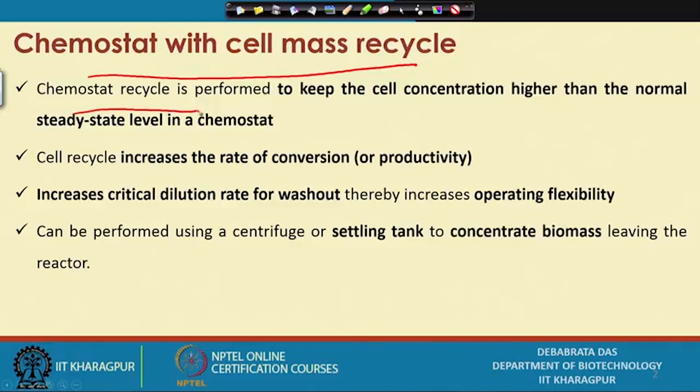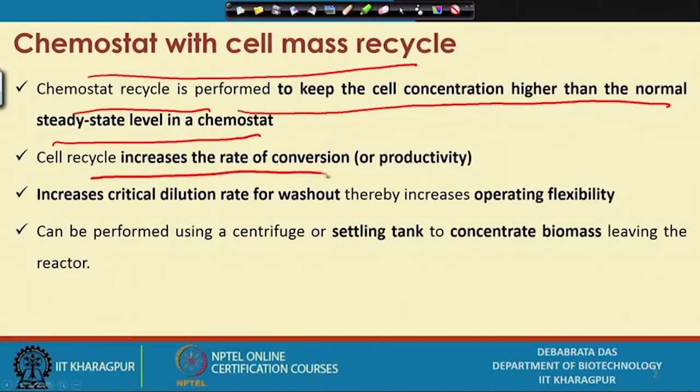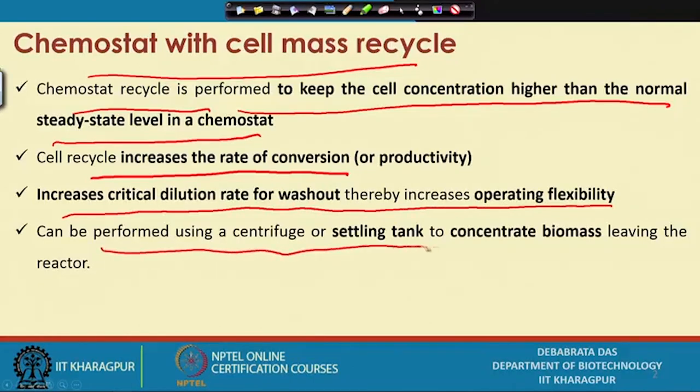The chemostat recycling is performed to keep the cell concentration higher than the normal steady state level in the chemostat. So we recycle in a manner so that the cell mass concentration remains constant and higher, so that we ensure your rate of reaction is constant, or more than what we desire. That is, cell recycling increases the rate of conversion, and it also increases the critical dilution rate for washout, thereby increasing the operating flexibility. It can be performed using a centrifuge or settling tank to concentrate biomass leaving the reactor.